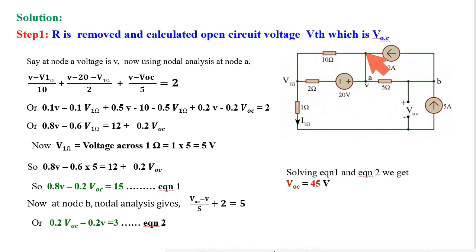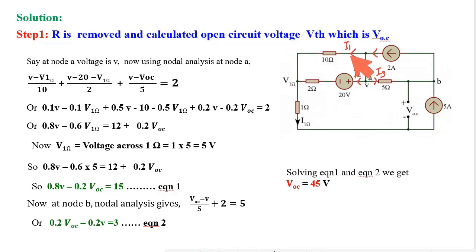So using KCL at this point, the 2 ampere is the inlet current, which is the summation of this current, say I1, this current, say I2, and this current, say I3. So using KCL at this node, this 2 ampere is equal to I1 plus I2 plus I3.